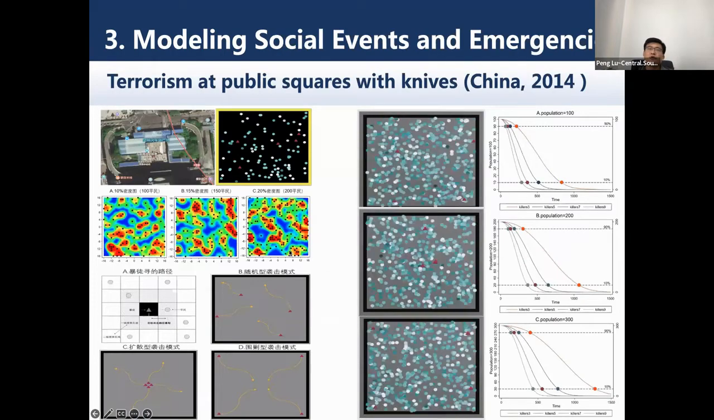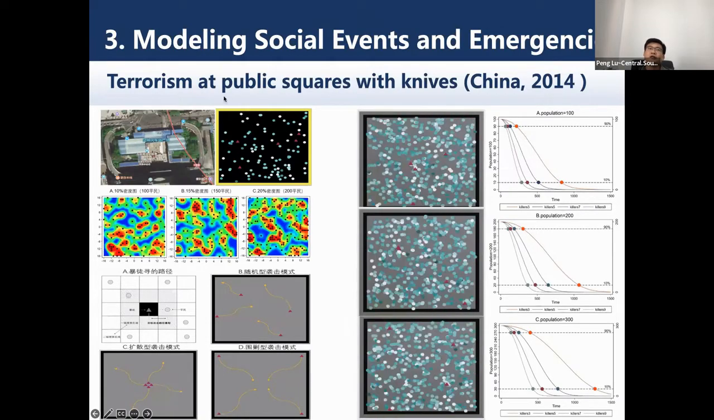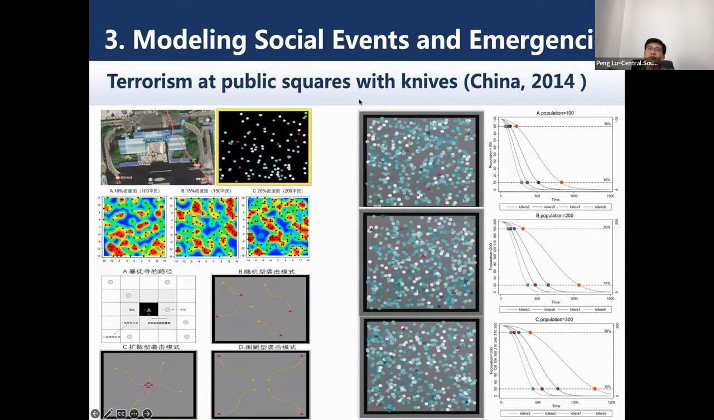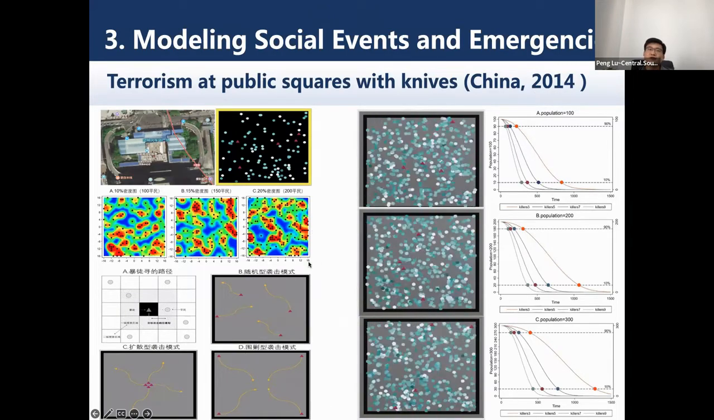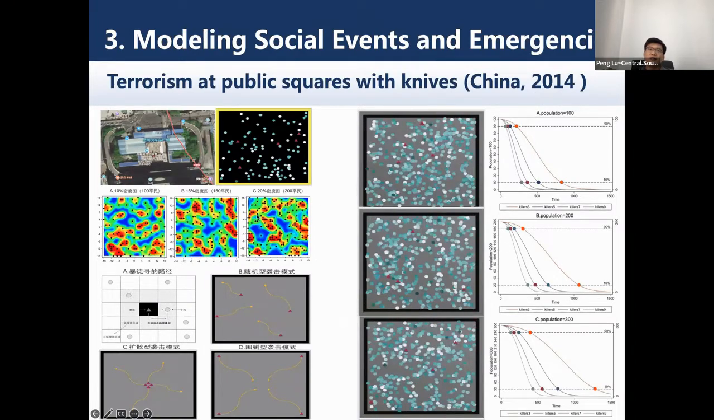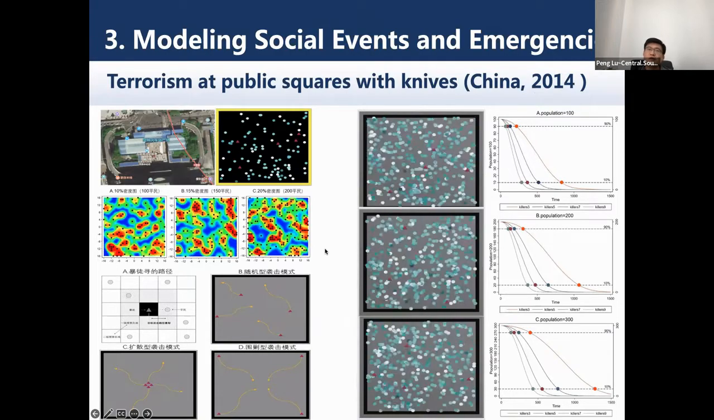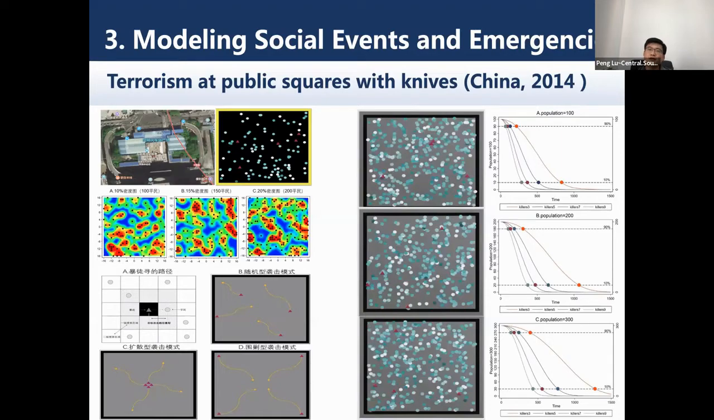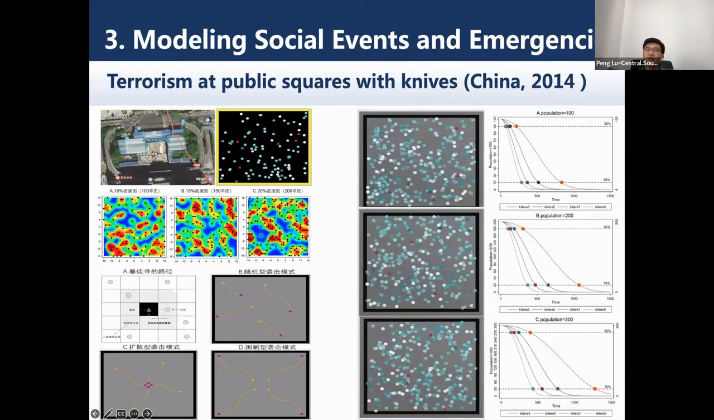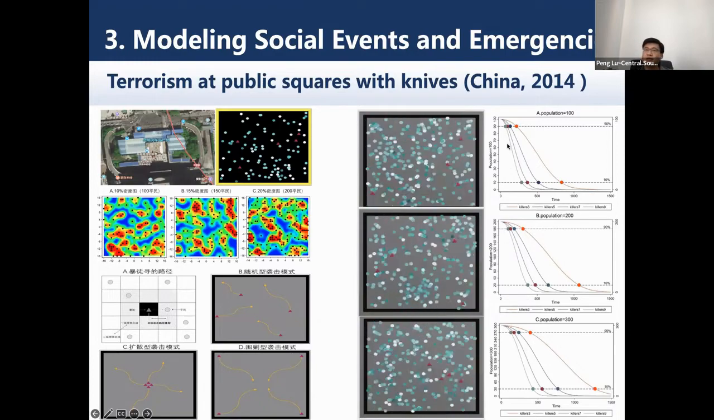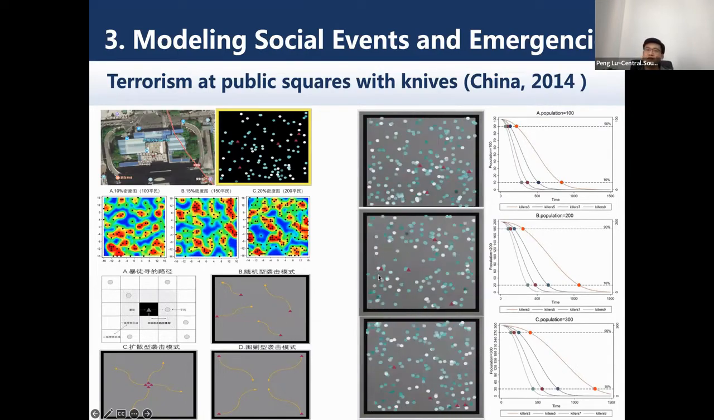So the third section is how to model social events and emergencies like terrorist attacks. We can simulate terrorists with knives. This is a case from China in 2014. We can build the basic environment for the railway station, and also model the action rules of both civilians and the terrorists. Using these action rules, we can back-calculate the whole process, and obtain the curves for any indicators that we are interested in.